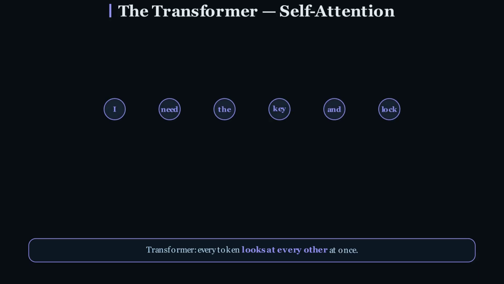The transformer's core power is self-attention. Every position can look at every other position simultaneously, not just its neighbors. Here, key computes attention against every other token. Thicker lines mean higher attention weight. It attends most to itself and to contextually related words.